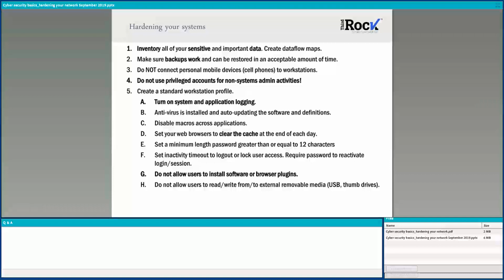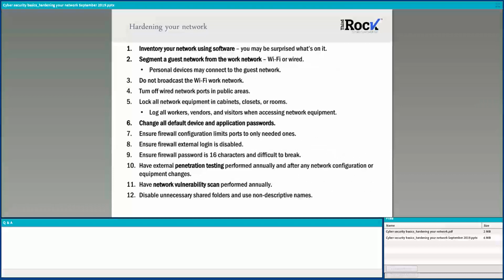And then do not allow additional software to be installed by the user or browser plugins. There's a lot of browser plugins that have been disclosing data lately. And then lastly, in terms of hardening your network, use an inventory tool, a software tool to determine what's on your network, hardware and software.